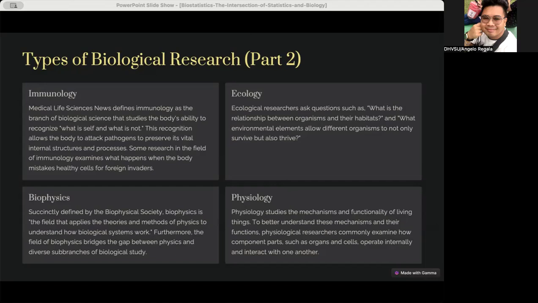We also have physiology, the study of the mechanism and functionality of living things. To better understand the mechanisms and their functions, as physiological researchers, we commonly examine components or parts such as organs and cells, how they operate internally and interact with one another.